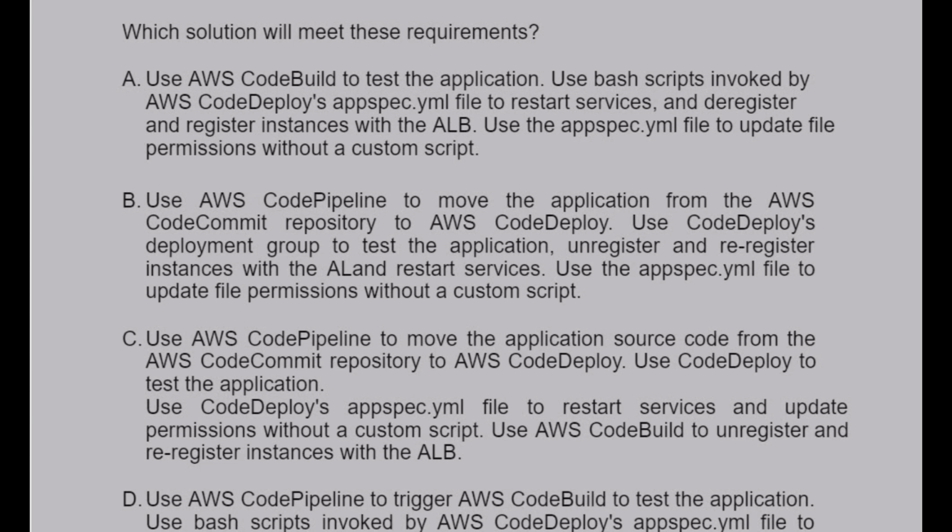Option C. Use AWS CodePipeline to move the application source code from the AWS CodeCommit repository to AWS CodeDeploy. Use CodeDeploy to test the application. Use CodeDeploy's appspec.yml file to restart services and update permissions without a custom script. Use AWS CodeBuild to unregister and re-register instances with the ALB.